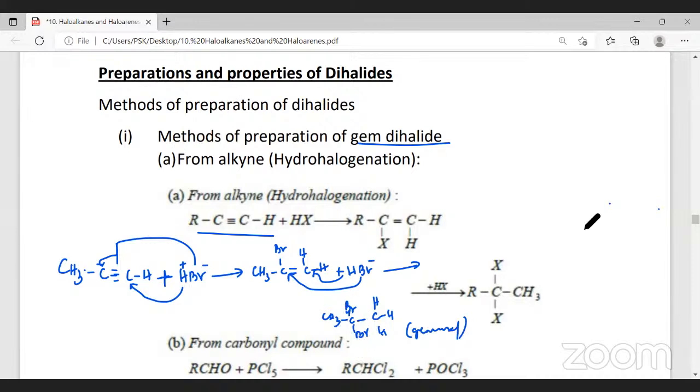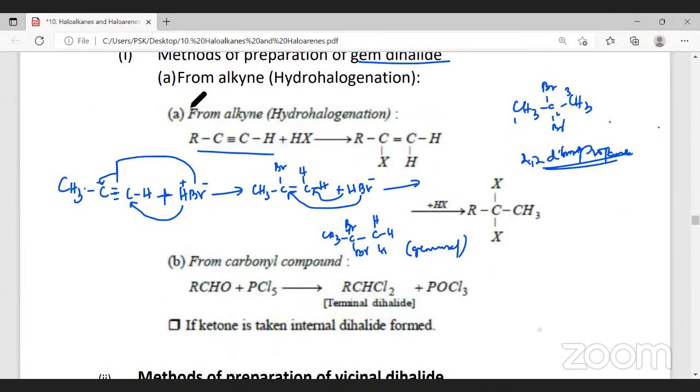What will be the IUPAC name for this geminal dihalide? I will write it like this: CH3, CBr, Br, and CH3. What will be the IUPAC name for this molecule? 3 carbon atoms. The root word will be prop, and carbon to carbon single bond, propane. 2,2-dibromo. 2,2-dibromopropane. So this is an example of a geminal dihalide. They have given you a general representation here.